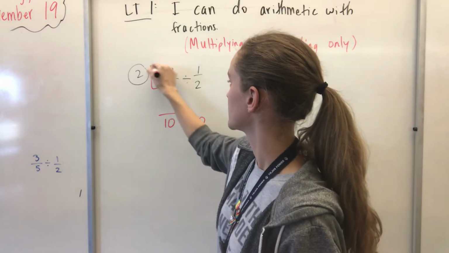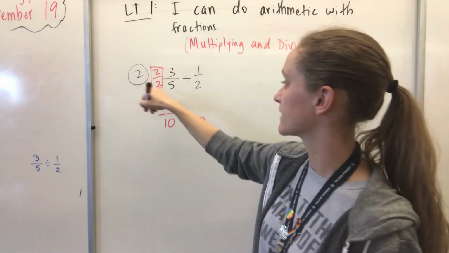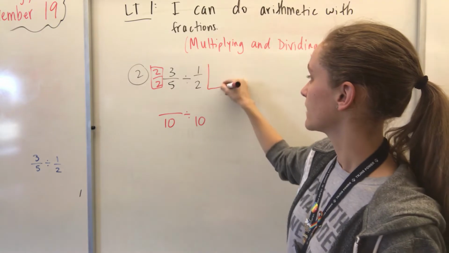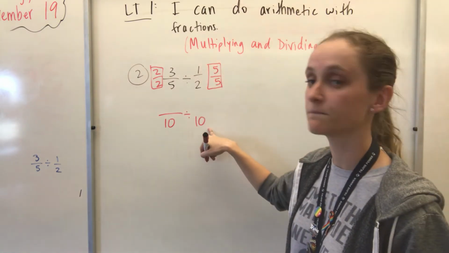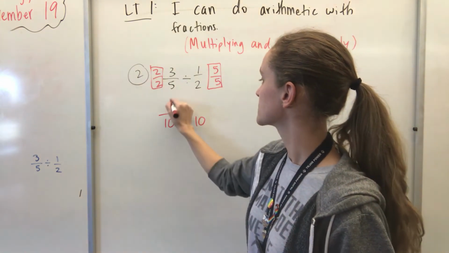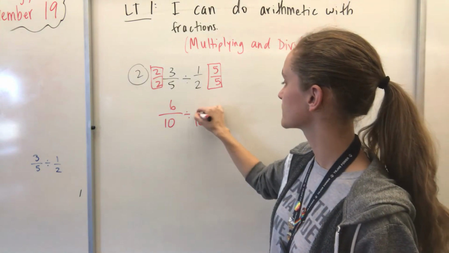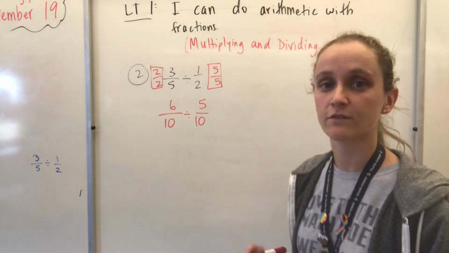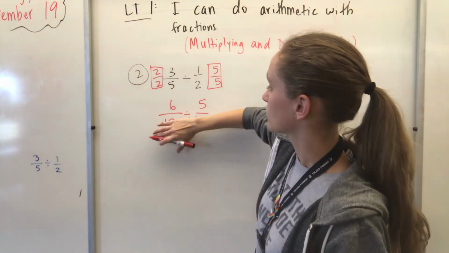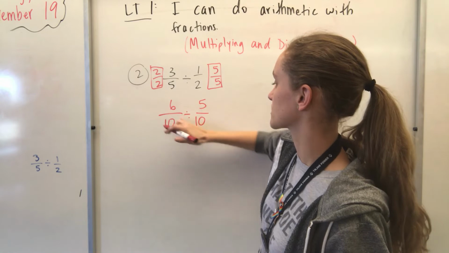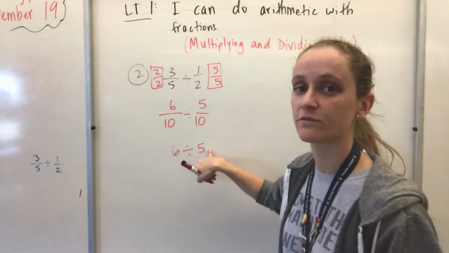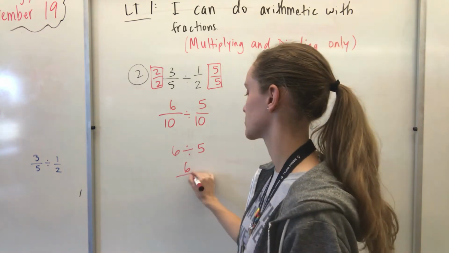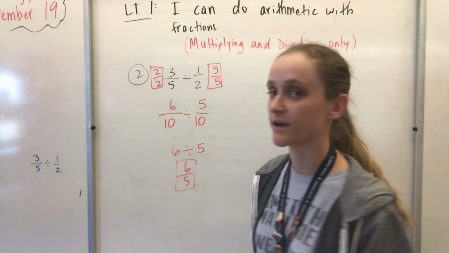So I'm going to multiply this by 2/2 because 5 times 2 is 10. And I'm going to multiply this by 5 because 2 times 5 is 10. So 2 times 3 is 6. 1 times 5 is 5. And then now that I have common denominators, I'm just going to ignore the denominators here and just do 6 divided by 5. And then we know that every division problem is just a fraction, so I can just write that as 6/5.